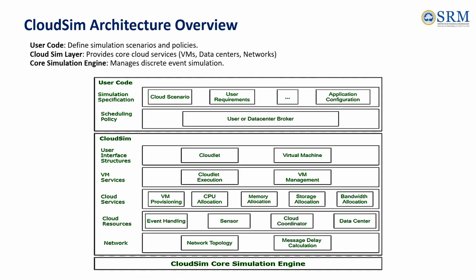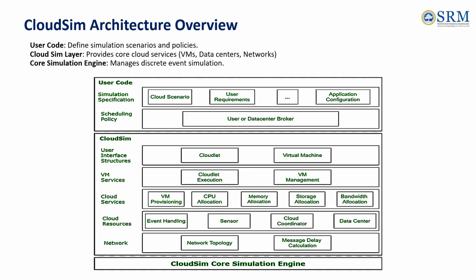CloudSim architecture overview. This slide shows the overall architecture of CloudSim. At the top is the user code layer where users define the simulation scenario, application requirements, and scheduling policies. The user or data center broker acts as the mediator between the user and the cloud resources. The next layer is the CloudSim layer. This is the main framework layer. It contains important simulation components such as cloudlets and virtual machines. A cloudlet represents a task or application, while a virtual machine represents the computing environment where the task will run.